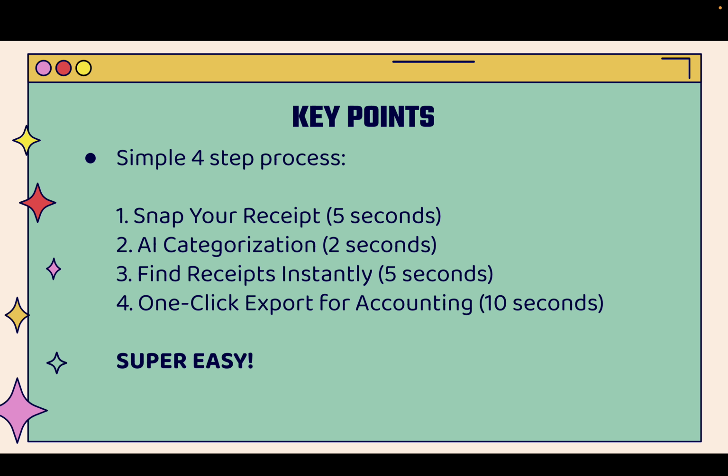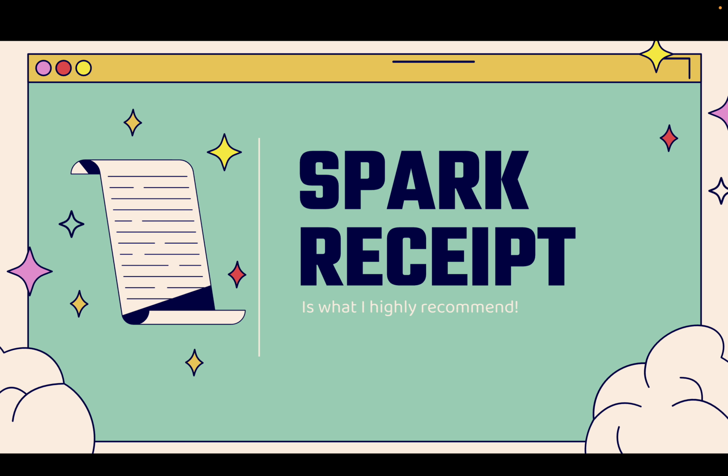It's going to automatically do AI categorization. This happens in just a couple of seconds. And it's going to find receipts instantly as well. Find the different numbers in there, the important aspects in terms of how much did you spend, what was it on, right? Documenting all of this inside and also allowing for one-click export for accounting purposes. Simple 4-step process, super easy to do. And the way to do it is to use SparkReceipt. Super powerful app, super powerful AI.